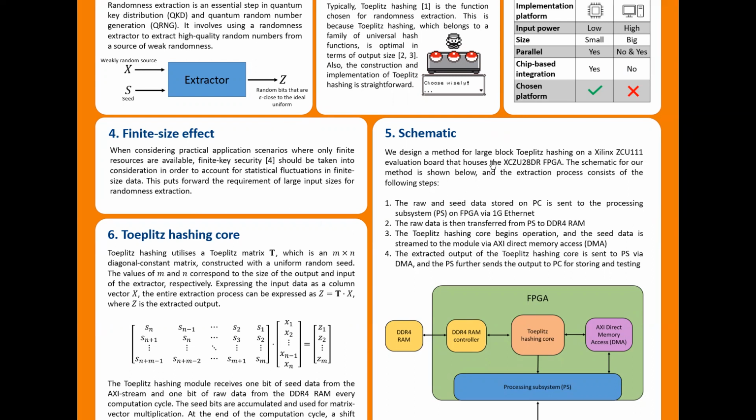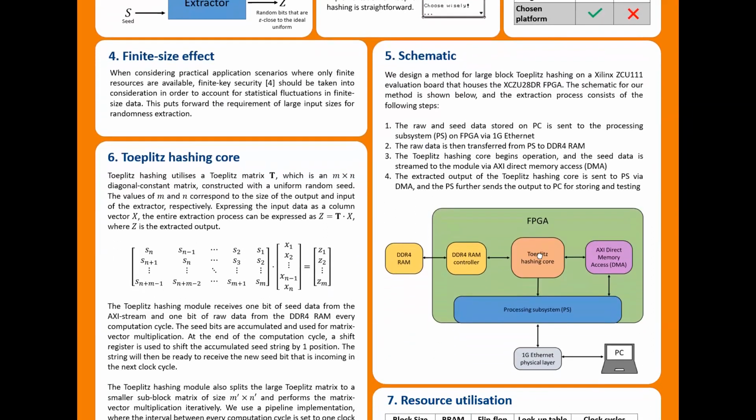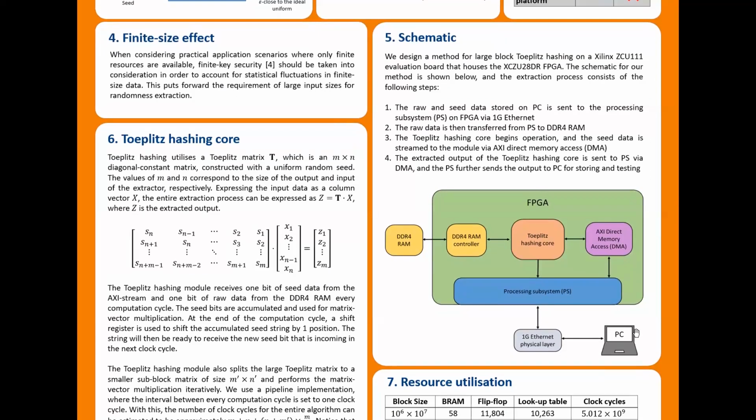The schematic of our implementation is shown below. We implement the hashing on a Xilinx ZCU111 evaluation board. Firstly, the raw and seed data stored on PC is sent to the processing subsystem on FPGA via 1G Ethernet. The raw data is then transferred from PS to DDR4 RAM memory via the AXI DMA.